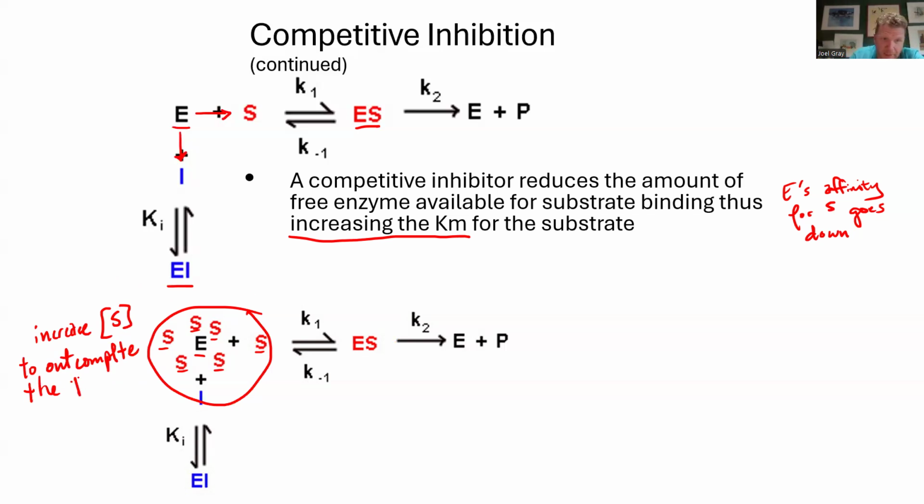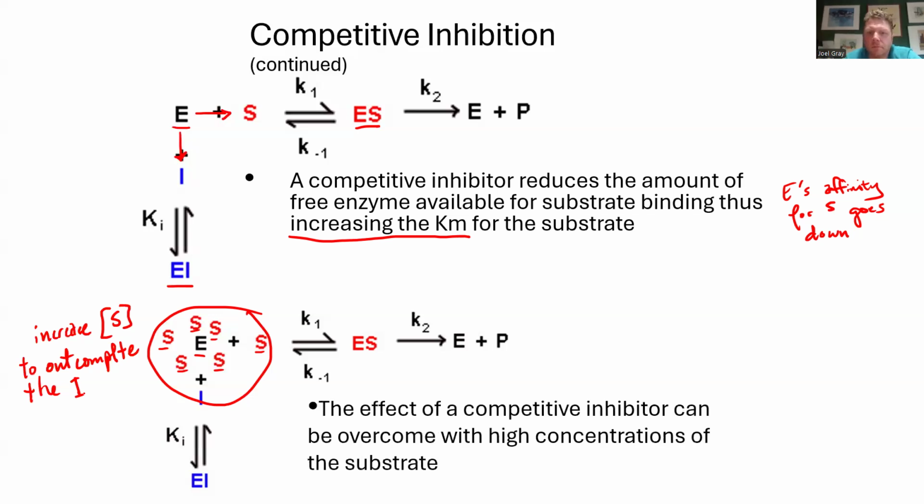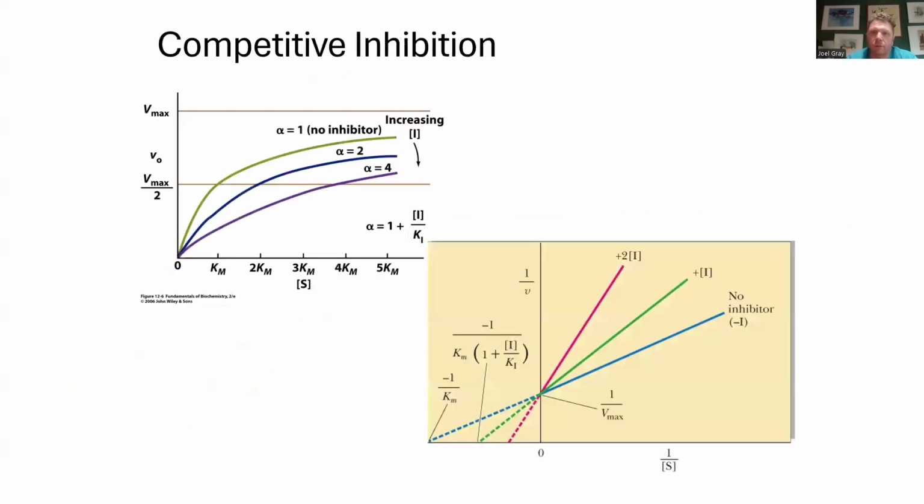I'm just going to leave that as I. The effect of a competitive inhibitor can be overcome with high concentrations of the substrate. Now, this is something that is observed in vitro as well as in vivo. A cell can overproduce something, and it's almost like, uh-oh, we're in trouble. This enzyme's not working. Well, let's make more of the substrate. That's going to offset the impacts of this competitive inhibitor.